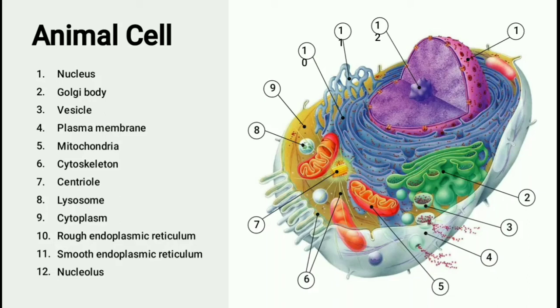So today we are going to learn, we have already started the lesson, that is cell structure and function, and today we are going to learn about animal cell and plant cell. So far we have discussed the cell, who discovered the cell, and that was Robert Hooke. He discovered the cell in 1665.